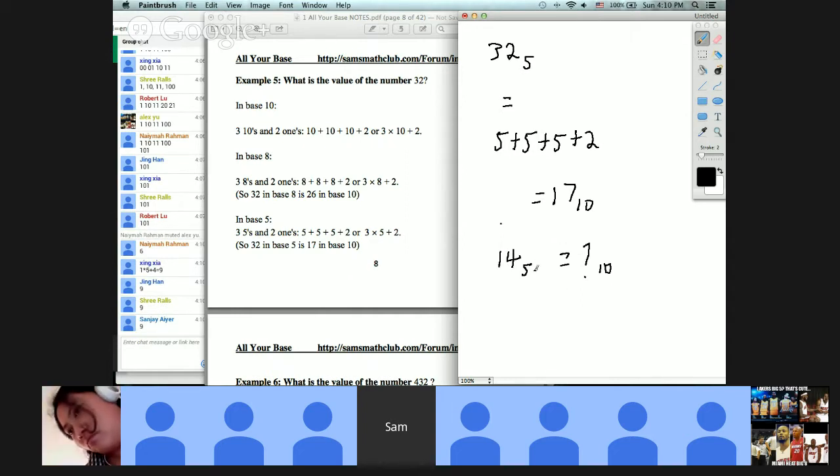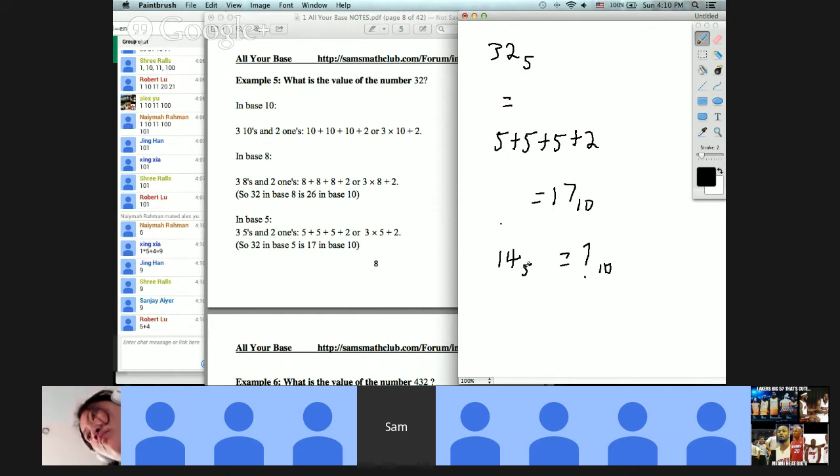Sorry, my handwriting might be a little messy, but it'll get better. Okay, right, so nice job, guys. The answer is 9. So again, initially, if you had 14 base 10, you just do 1 times 10 plus 4, which is equal to 14. But since it's base 5, you do 5 times 1, in the tens digit, plus 4, which equals 9, in base 10.